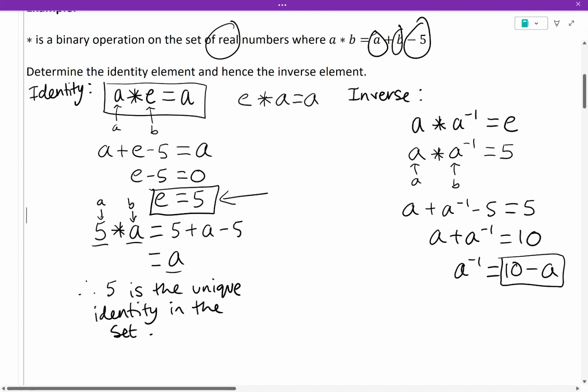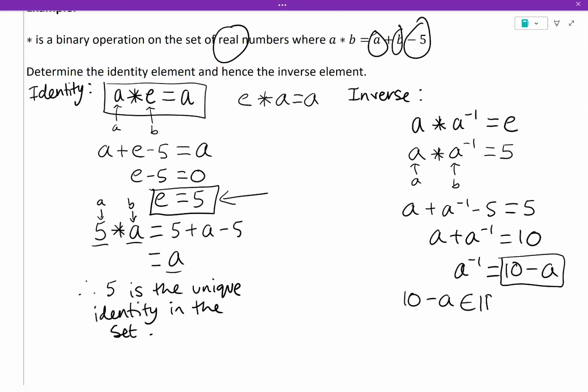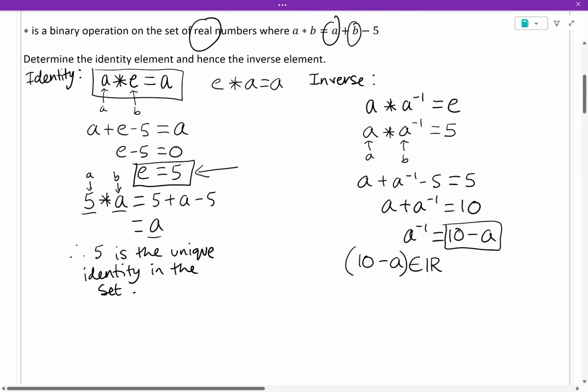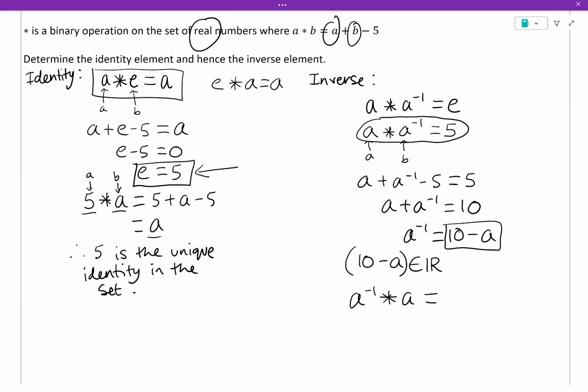The only thing we just need to clarify is, is 10 subtract A a real number? Because our inverse must also be a real number, because that is the set we're working on. And 10 subtract A is indeed a real number, given that A is a real number. So what we also need to do next, just like we did with the identity, is we've shown this inverse comes from doing A combined with the inverse is equal to 5. But we do need to also verify that the inverse of A on the left combined with A does indeed come out as our identity, which is 5.